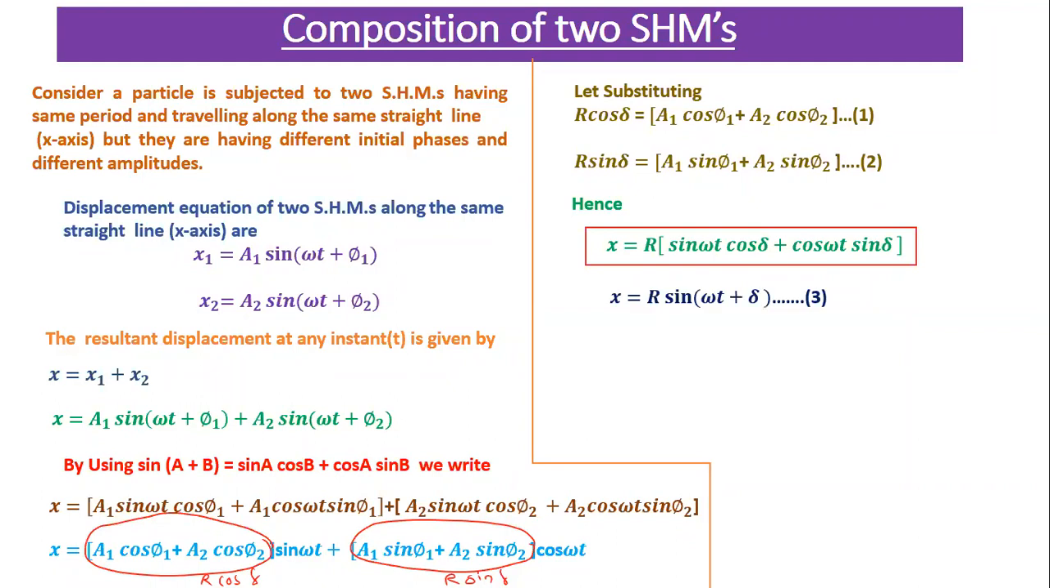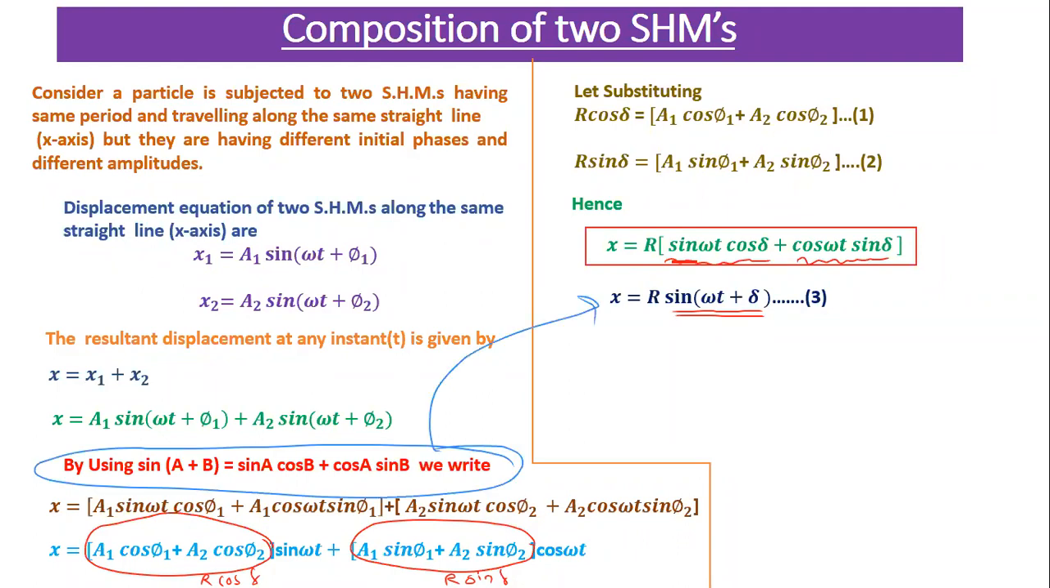Now here, this sin omega t cos delta plus cos omega t sin delta is the expansion of the term sin of omega t plus delta, by using this formula. So here this formula we use, and we get X is equal to R sin of omega t plus delta, and this is the resultant displacement.